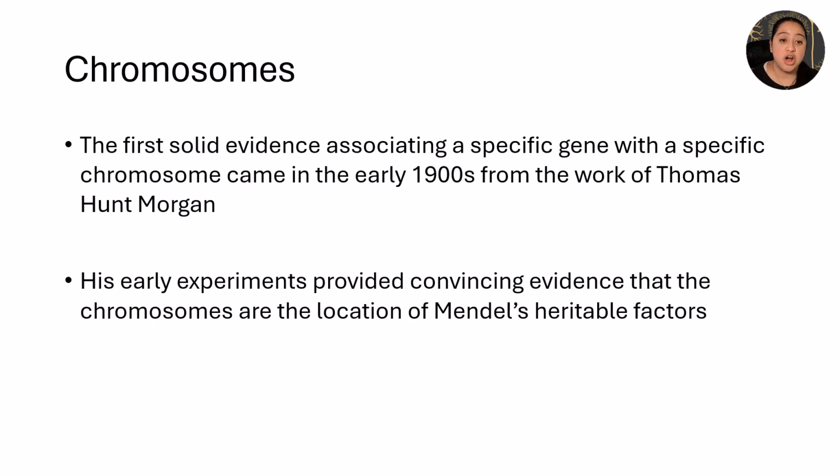The first solid evidence associating a specific gene with a specific chromosome came in the early 1900s from the work of Thomas Hunt Morgan. We're going to talk a lot about his experiments and how they showed that something is on these chromosomes and it's the genes. His early experiments provided convincing evidence that the chromosomes are the location of Mendel's heritable factors.